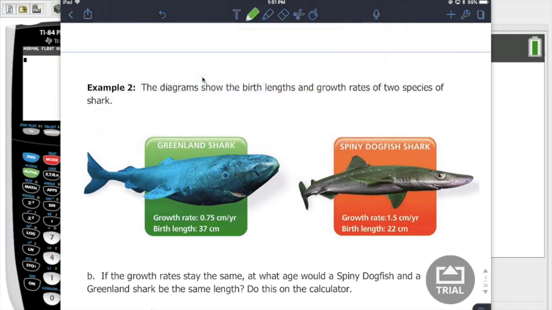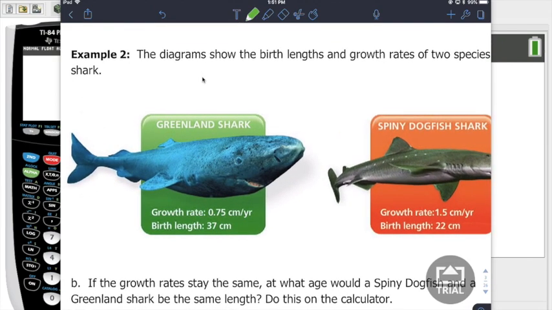The diagram shows the birth lengths and growth rates of two species of sharks. You have the Greenland shark and the dogfish shark. So they have a rate going on right here and then a starting amount. So we can actually write our equations here in y equals mx plus b form.